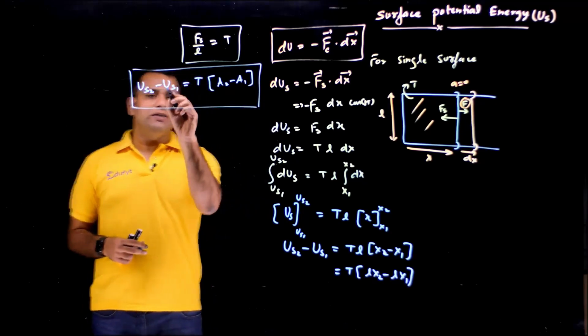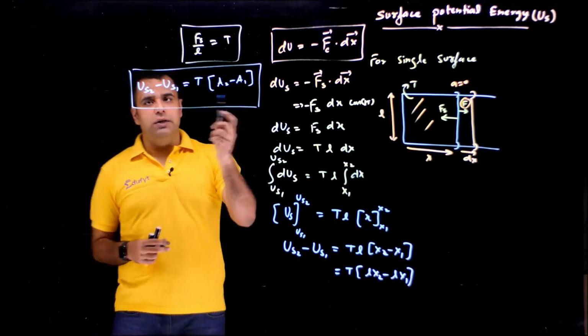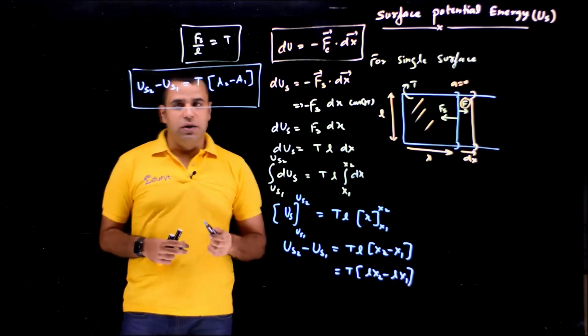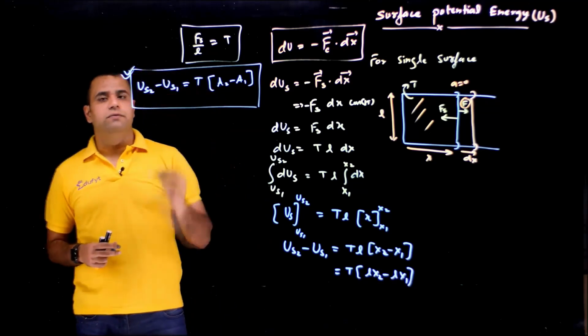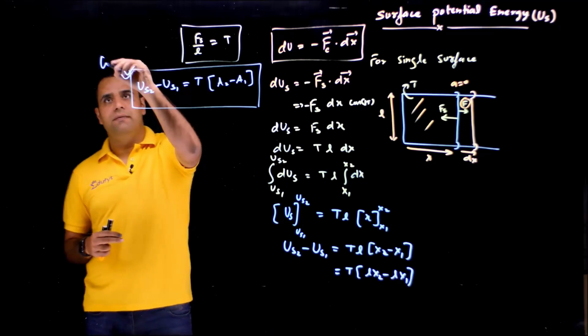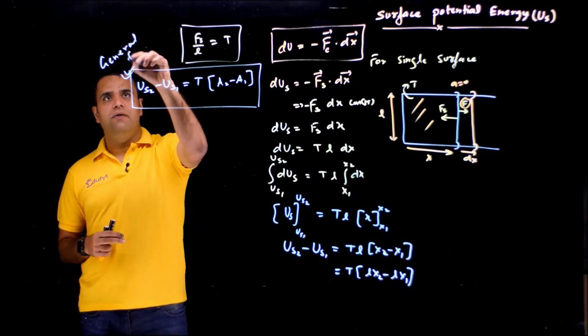So Us1 is the energy when the area is A1 and Us2 is the energy when the area is A2. This is the general formula for surface potential energy.